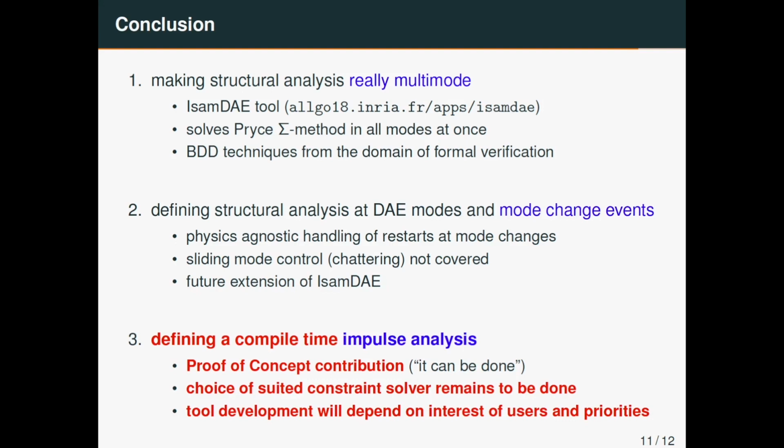In this talk, we have complemented this by proposing a systematic compile-time impulse analysis. Impulsive variables at mode changes can be identified prior to generating simulation code. This allows improving code generation. So far, it's a proof of concept contribution with no tool development planned soon. Tool development will depend on the expressed interest of users and on priorities in our team.